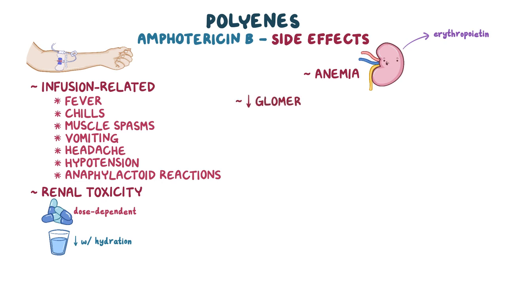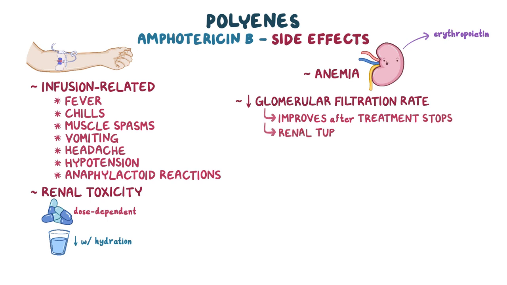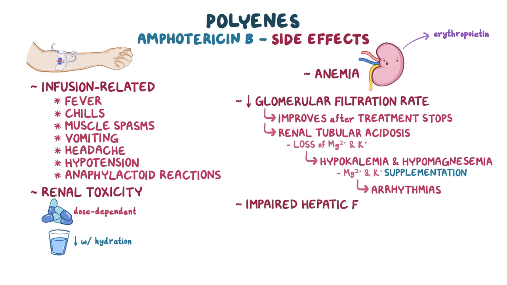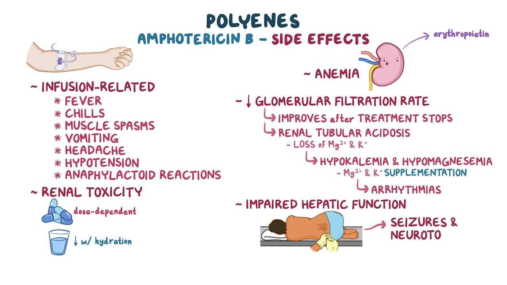Amphotericin decreases glomerular filtration rate in the majority of patients, which improves after treatment stops, and causes renal tubular acidosis with loss of magnesium and potassium. This can lead to hypokalemia and hypomagnesemia, which often requires subsequent potassium and magnesium supplementation. The electrolyte imbalance can cause arrhythmias. Other side effects include impaired hepatic function, and intrathecal administration might cause seizures and neurotoxicity.